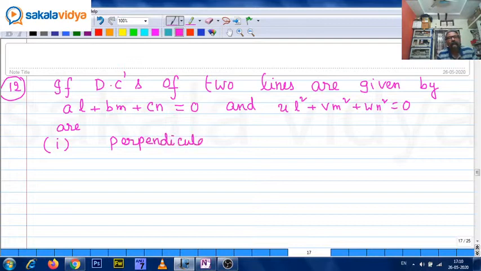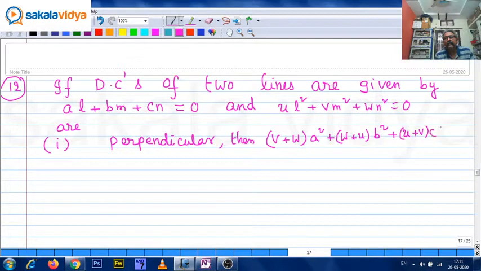Perpendicular. Then V plus W of A square plus W plus U of B square plus U plus V of C square equals 0. Actually, this is a 7 marks problem in the board examination.